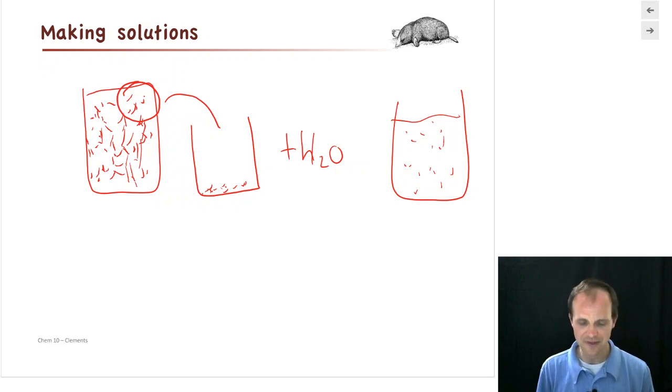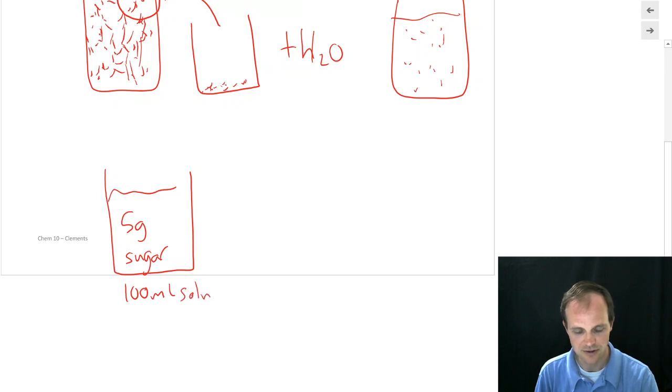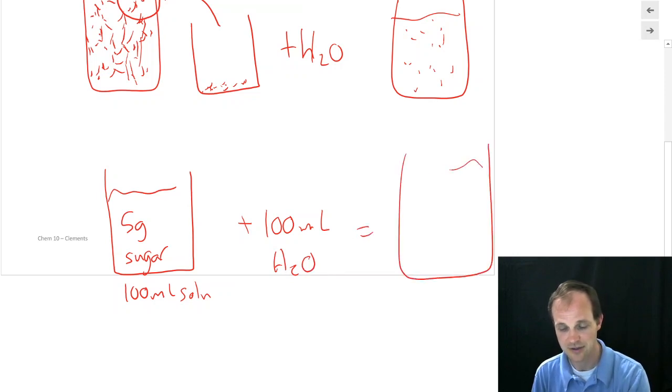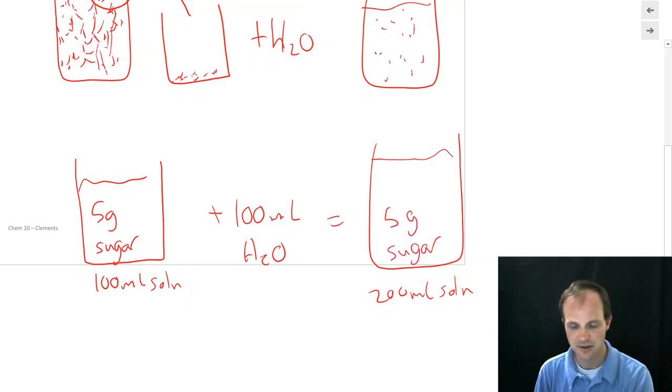Now, what we have to do is find some math that allows us to do that. Let's just think of something real quick. If I took this thing up here and I put 5 grams of sugar and I had 100 milliliters of solution, then I went and I added 100 milliliters of water, what do I get? I now have 200 milliliters of solution, right? But how much sugar do I have? Well, I didn't add sugar, I just add water, so I still have 5 grams of sugar.